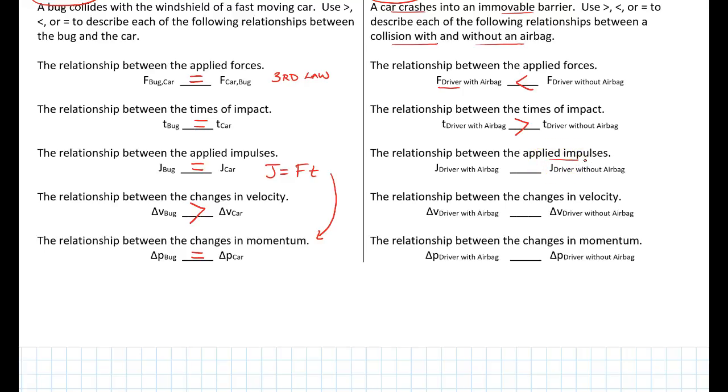With or without an airbag, the body of the driver has to come to a stop. So the impulses, or their change in momentum, would be the same. So you can start with that one first and then go back and answer this one. Okay. Whether you have an airbag or not, your change in velocity would be the same because your body comes to a stop.